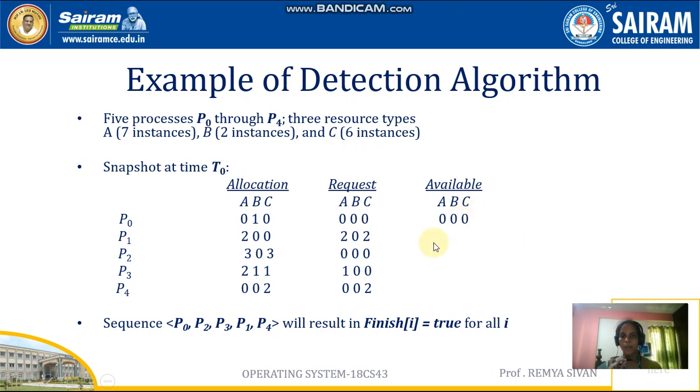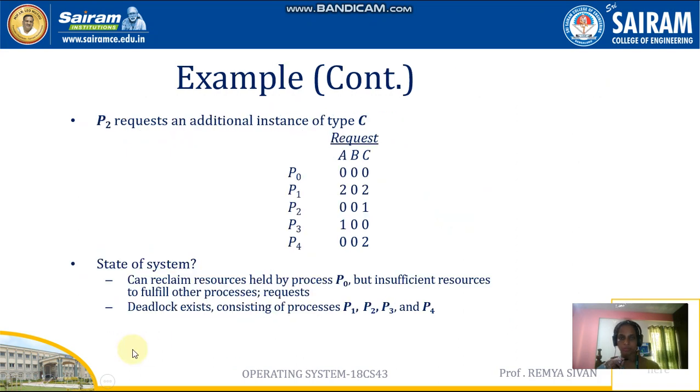Now you have to apply the safety algorithm. You have to check whether there is any deadlock or not. See, if you apply the safety algorithm, you will understand. First you can complete P0. After that you can complete P2. Then you can complete P3. Then you can complete P1. Then you can go for P4. So you will be able to generate this sequence.